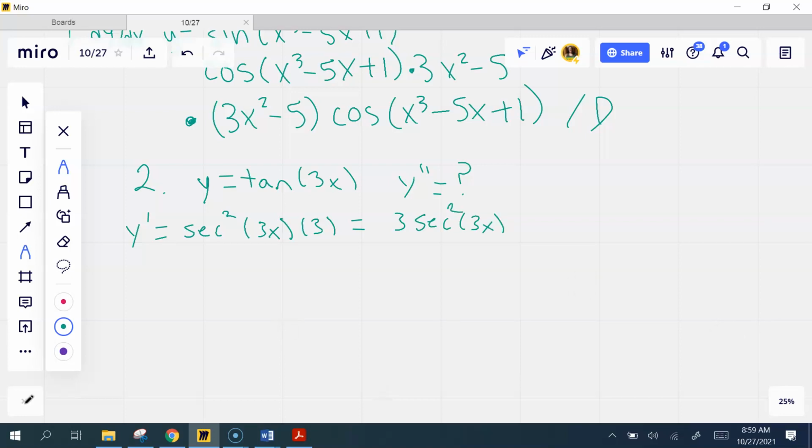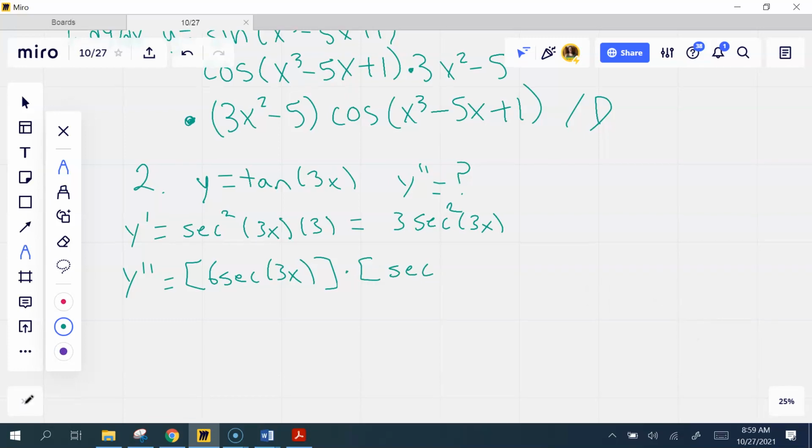Then you got to do the second derivative. So first you do power rule, so it'd be 6 secant. Then you do the trig, and the derivative of it is secant x tan x.